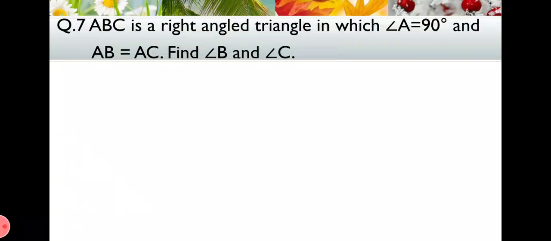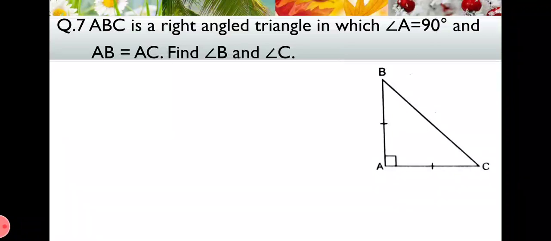Question number 7. ABC is a right angle triangle in which angle A equals 90 degrees and AB equals AC. Find angle B and angle C. In this question we have to find the measurement of angle B and angle C. It is given that angle A is 90 degrees in the right angle triangle ABC. Here, as we have to find the measurement of the angles, we don't write the given and to prove. We directly find the solution.